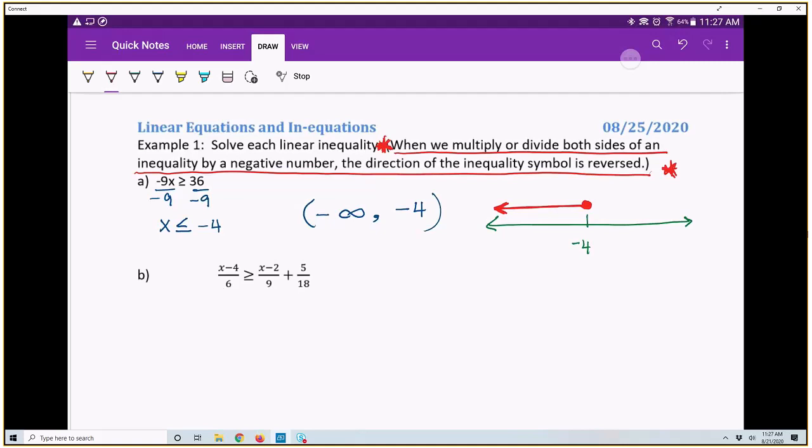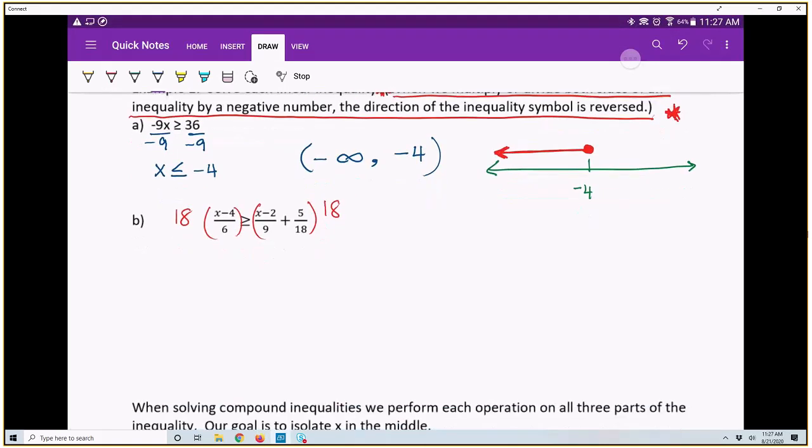Now I noticed that 6 and 9 and 18 have something in common, which is that 18 divided by 6 is 3, 18 divided by 9 is 2. So it turns out if I just multiply by 18 on both sides, then I'm going to get all of my denominators taken care of in one step. So that's going to be nice. If I multiplied first by 6 on both sides, that wouldn't be a problem. But just making this observation that actually 18 is going to work, that's going to help us save a couple steps.